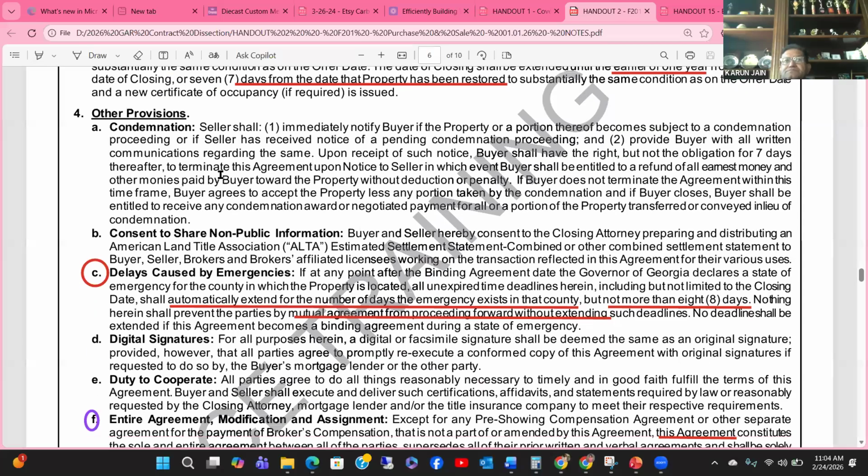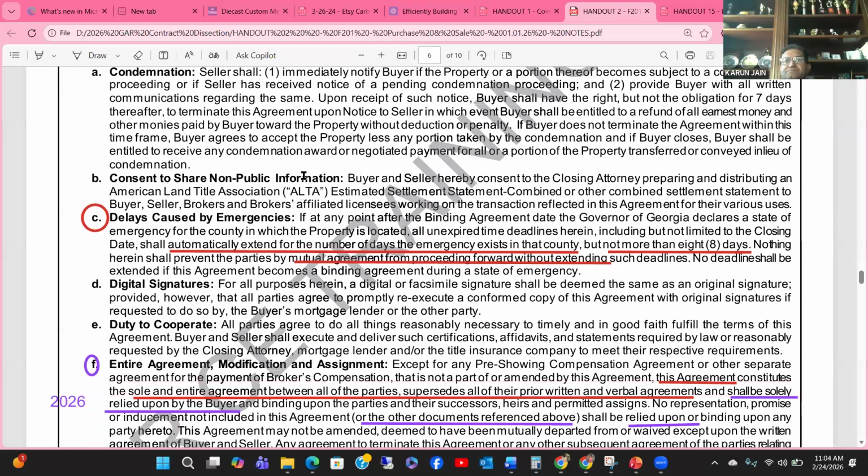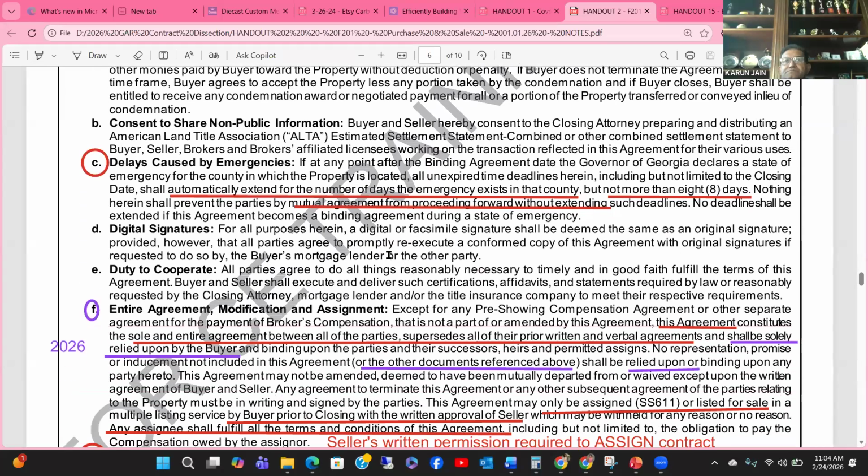Here's what happens if the property has been condemned. This is consent to share non-public information. Okay, delays caused by emergencies.